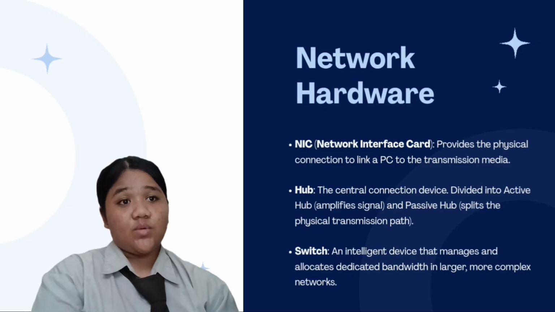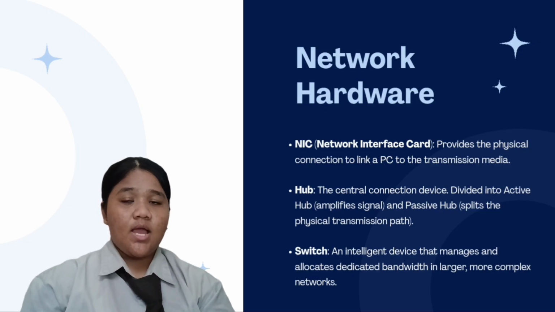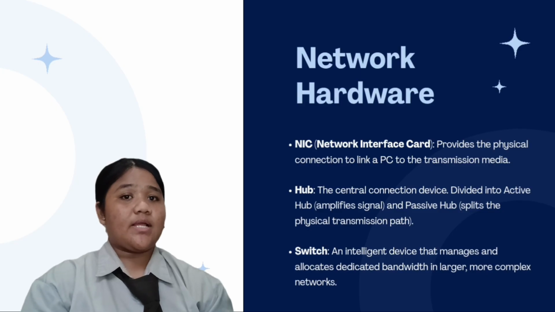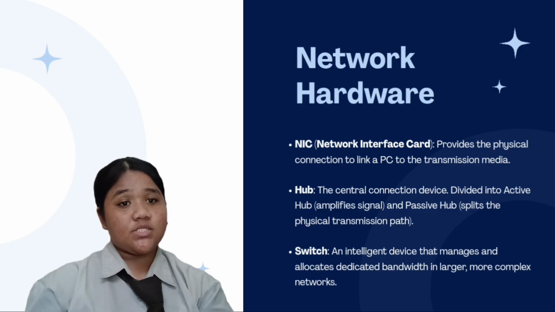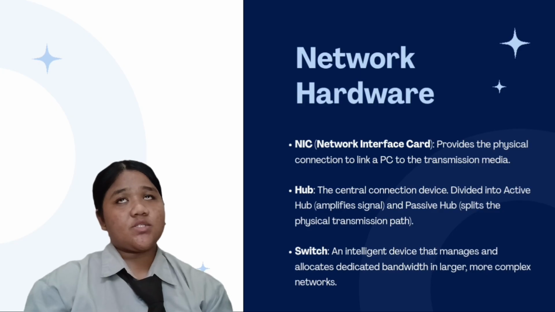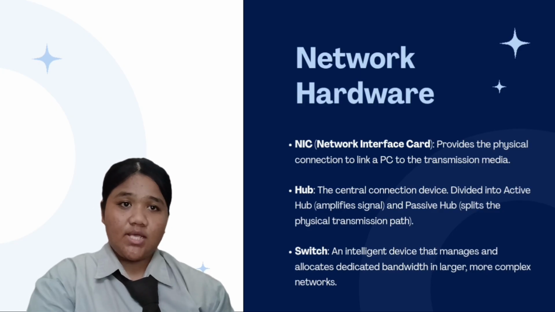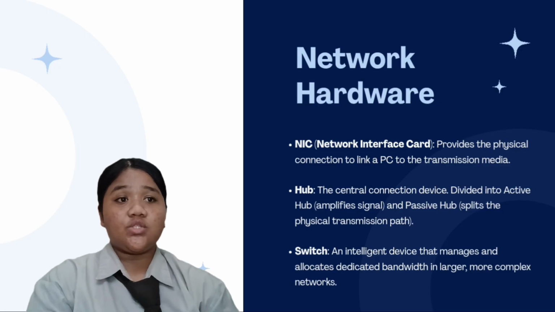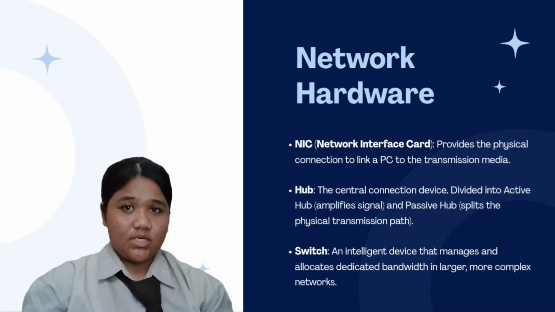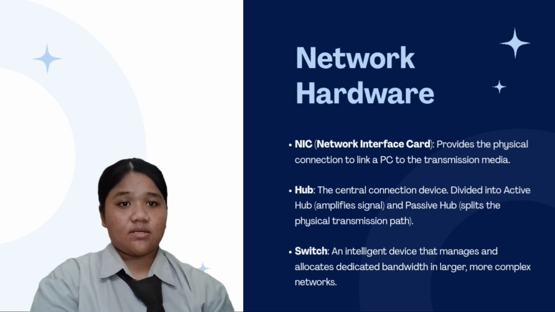Third is a switch, which is a smart version of a hub. Imagine a hub is like a person shooting a message to everyone in a room, but a switch is like a smart mailman. It reads the destination address and delivers the data only to the specific computer that needs it, keeping the network fast.